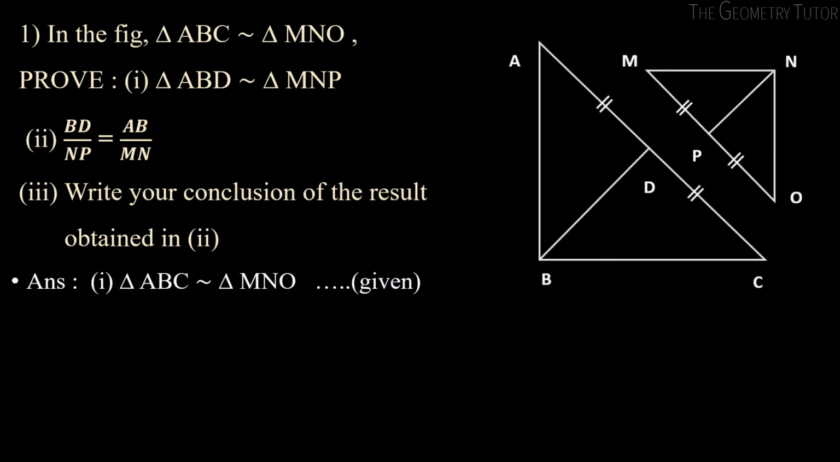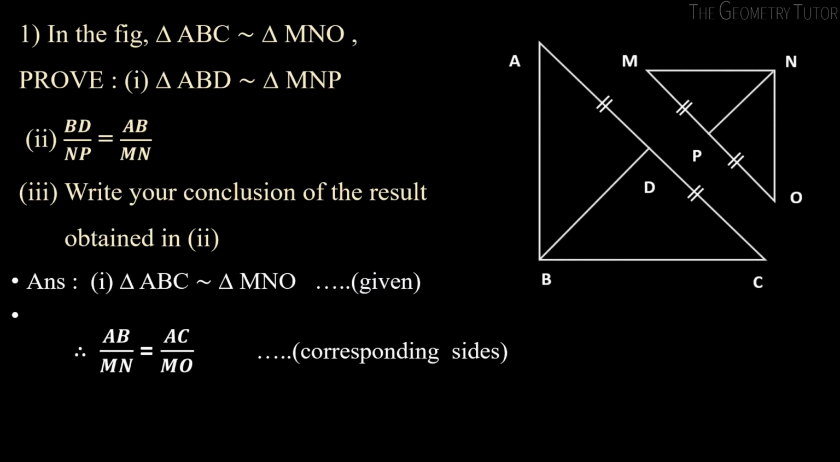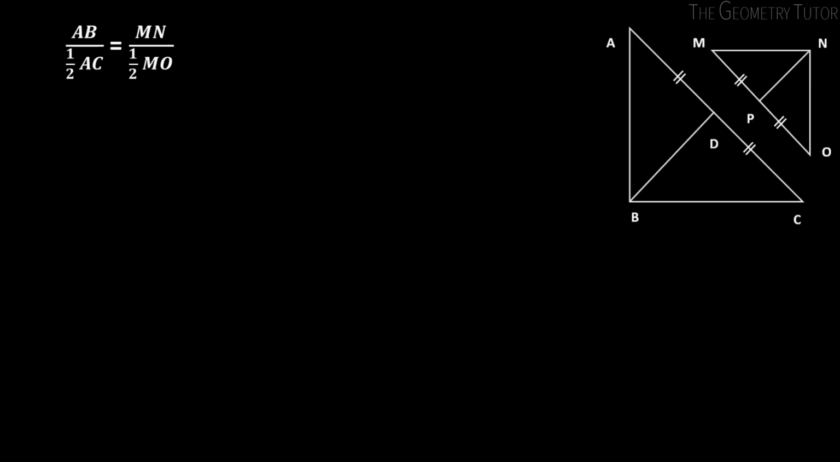Triangle ABC similar with triangle MNO, given. Therefore, AB upon MN is equal to AC upon MO, corresponding sides of similar triangles are in proportion. Therefore, AB upon AC is equal to MN upon MO by alternando. Now, multiplying the denominator of both the sides, we get AB upon half AC is equal to MN upon half MO. So, AB upon AD is equal to MN upon NP.